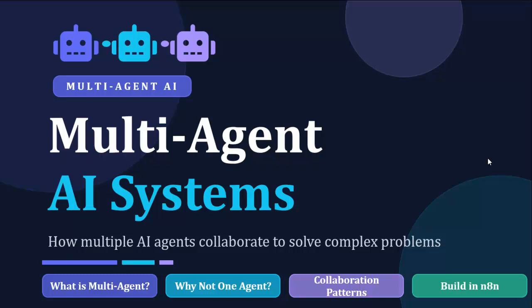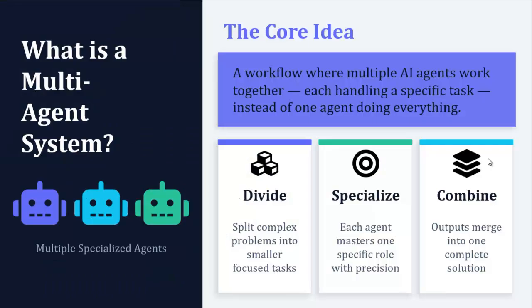Now, let us first understand what a multi-agent system actually means. A multi-agent system is a workflow where multiple AI agents work together to solve a particular problem. Instead of giving one AI agent every responsibility, we divide the work between specialized agents. Each agent handles a specific task.